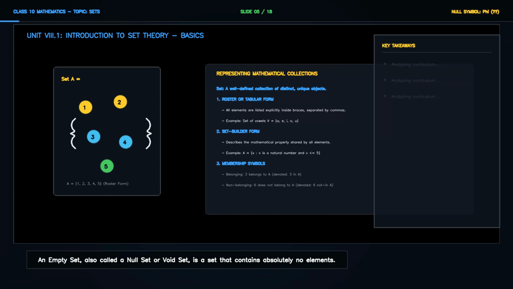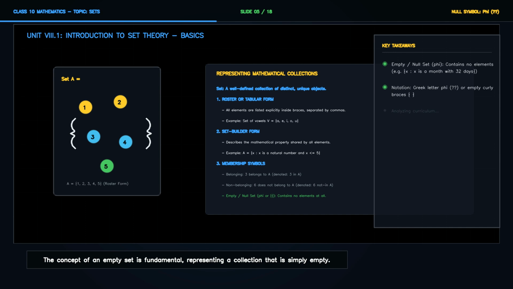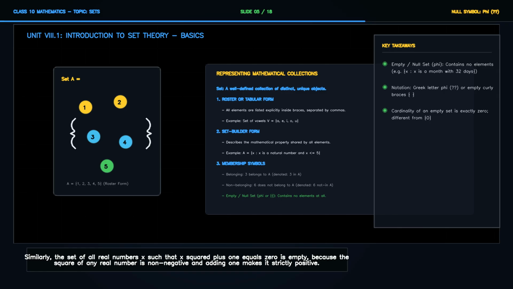An empty set, also called a null set or void set, is a set that contains absolutely no elements. It is denoted by the Greek letter phi, or by empty curly braces. The concept of an empty set is fundamental, representing a collection that is simply empty. For example, the set of all months containing 32 days is an empty set because no such month exists in our calendar. Similarly, the set of all real numbers x such that x squared plus 1 equals 0 is empty because the square of any real number is non-negative and adding 1 makes it strictly positive.